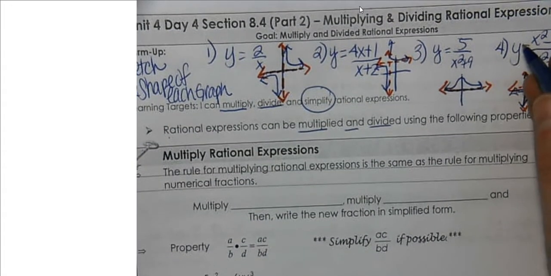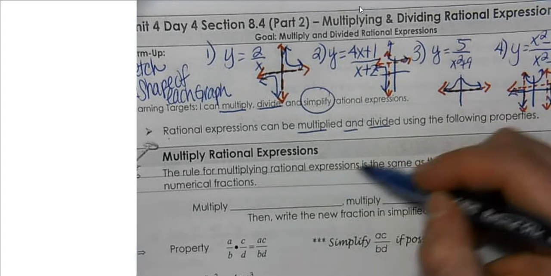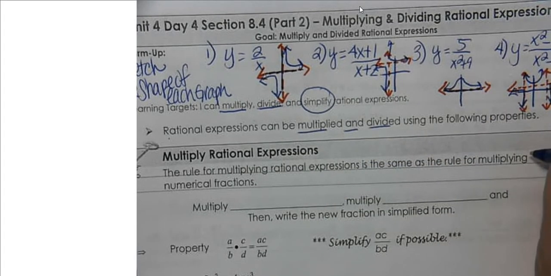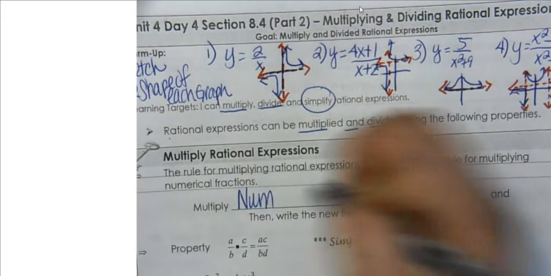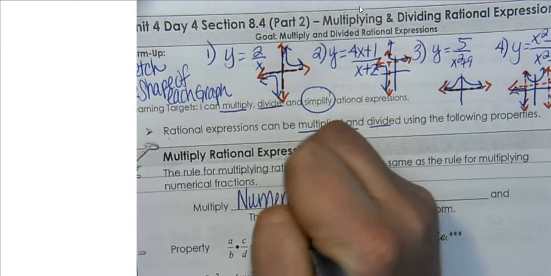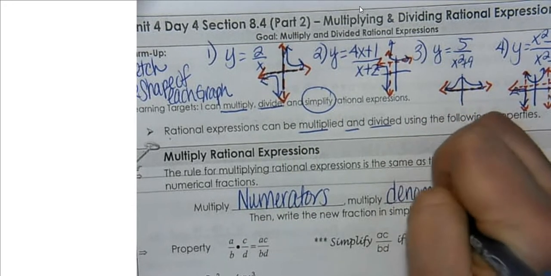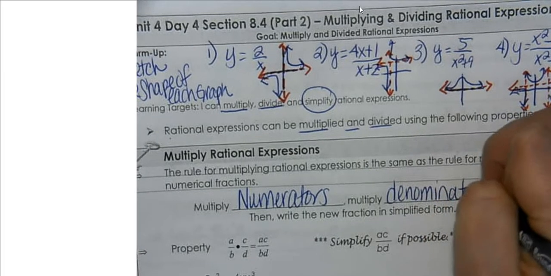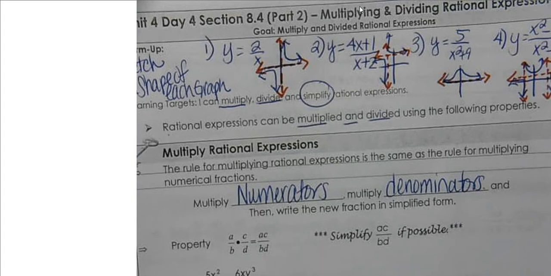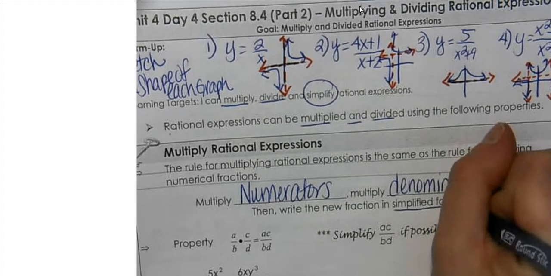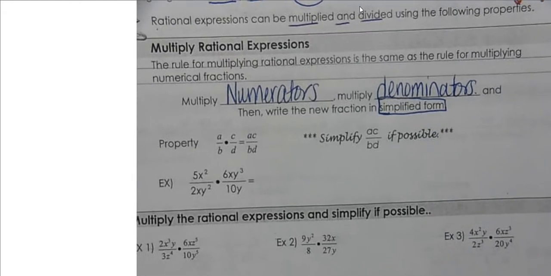The multiply rational expressions rule goes like this. The rule for multiplying rational expressions is the same rule for multiplying numerical fractions. Essentially, you're going to multiply the numerators and you'll multiply the denominators. We always multiply straight across. Then we're going to write the new fraction in simplified form. That's where we're going to use our skills from our last lesson. We're always going to simplify.